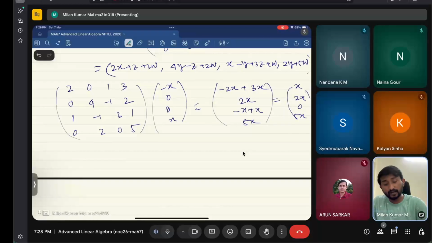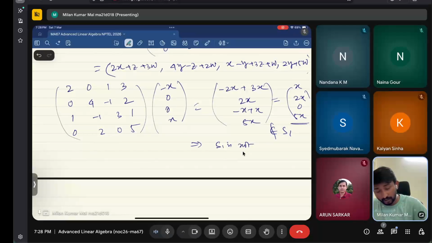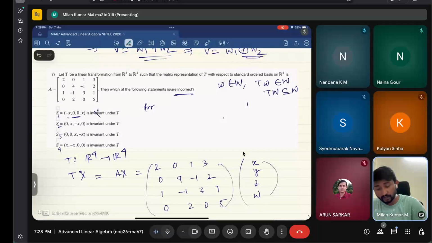So this is clearly not in S1, because any element in S1 should look this way, but the final result coming here is not in that form. So that says S1 is not invariant. So as an option, this is correct, because here it is asked to find the incorrect options only. Okay, this is problem number 7. Yeah, so S1 was not invariant.